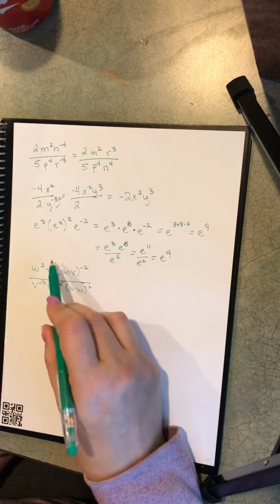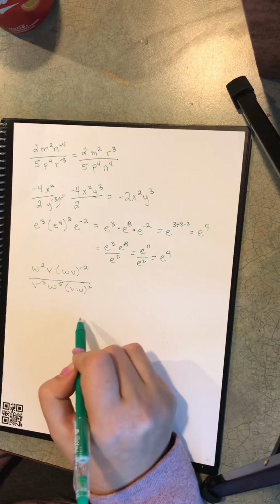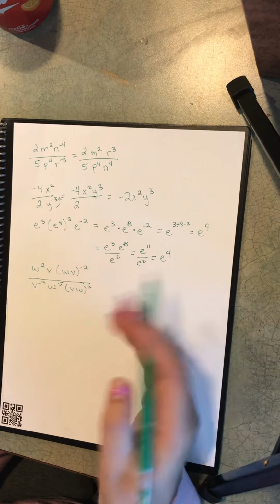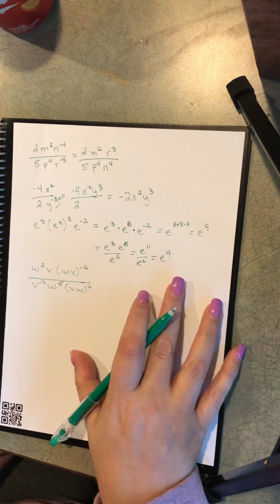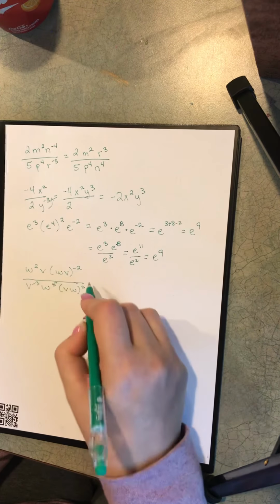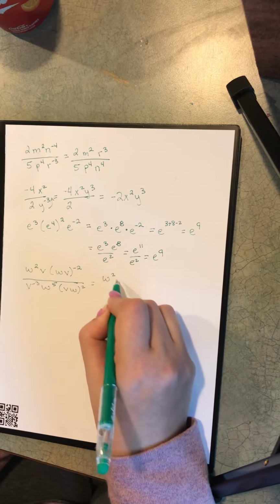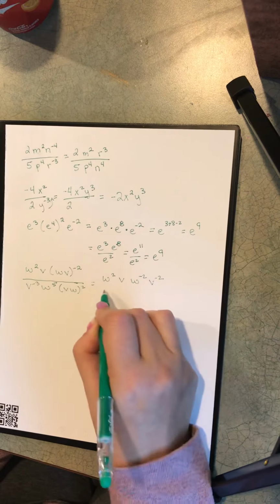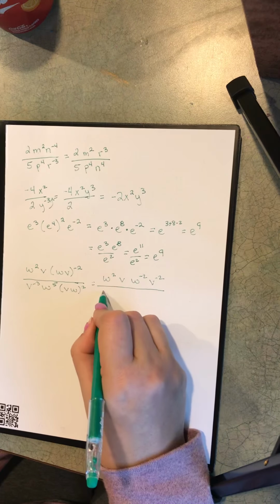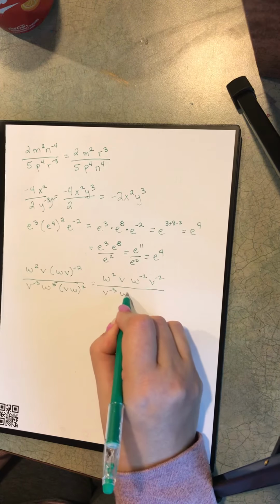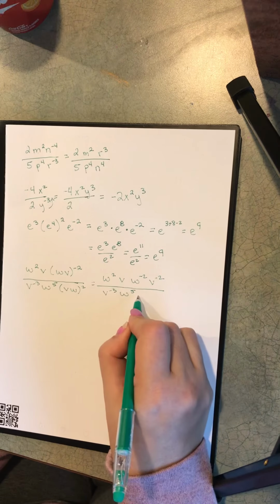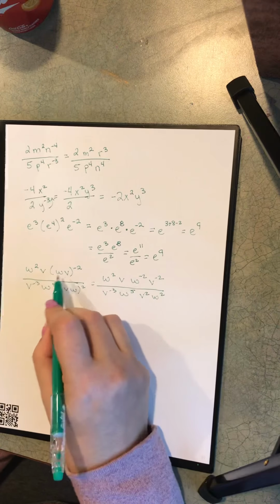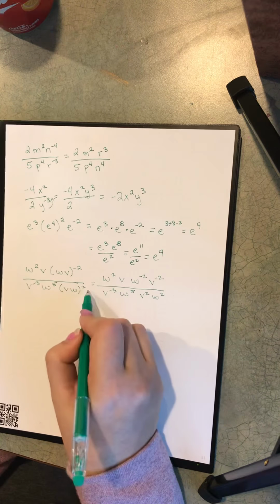So some people like to deal with the negatives first and flip everything around. Some people like to just rewrite everything together. So there's more than one way to do this. I think I'm going to deal with the parentheses first. So this is w squared v w to the negative 2 v to the negative 2 divided by v to the negative 3 w to the 5 v squared w squared. So remember, if it's in parentheses, it's this whole thing being squared.